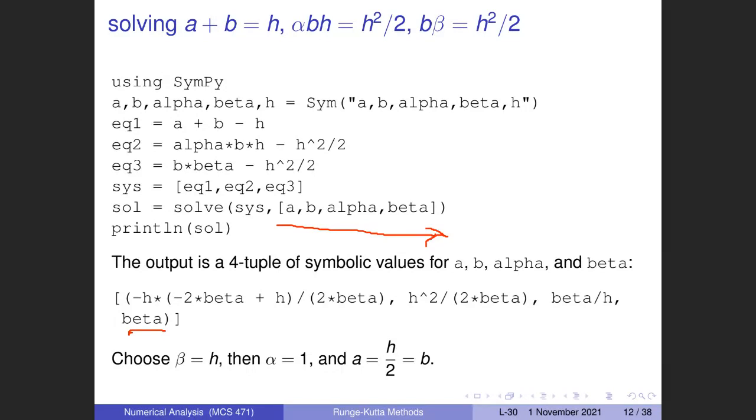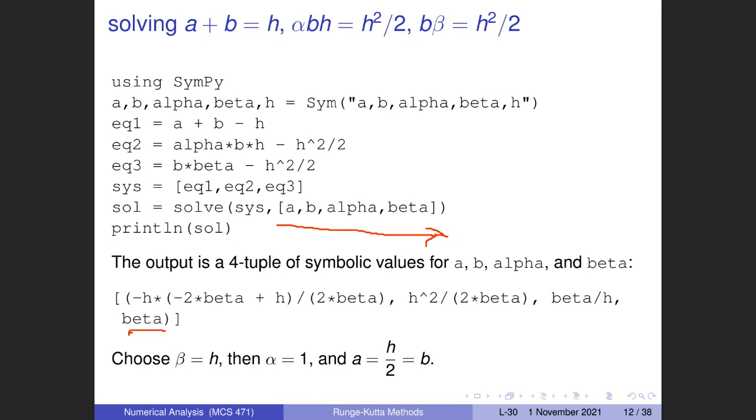So we have a general formula for b and a general formula for alpha. The way to read this is that alpha is beta divided by h, b is h squared over beta, and the a is the.